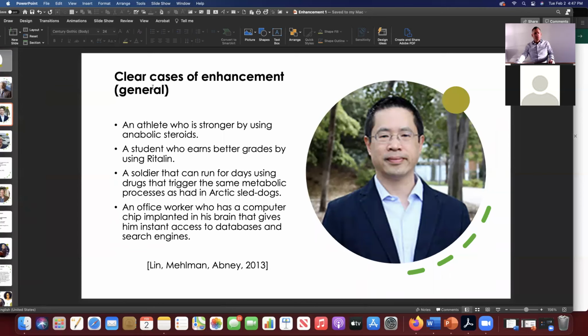So let's talk about clear cases of enhancement put forward by Lin, Mehlman, and Abney. They put together a report on human enhancement. I think it was designed predominantly for human enhancement in the military. It's called the Greenwood Report, if I'm right. And Lin and Abney, this is Pat Lin here, Professor Pat Lin, he's a Cal Poly professor, and so is Abney. I'm not sure about Mehlman, so don't quote me on where Mehlman is practicing philosophy. But Lin and Abney are my colleagues here at Cal Poly.